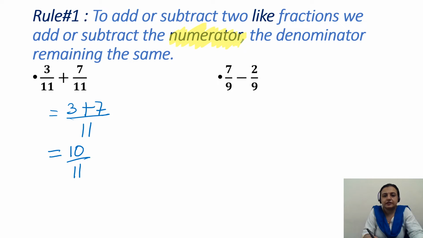Then here, second case, the denominators are the same, meaning like fractions. So simply subtract the numerators and write down the common denominator. So this is 5 upon 9. Right?